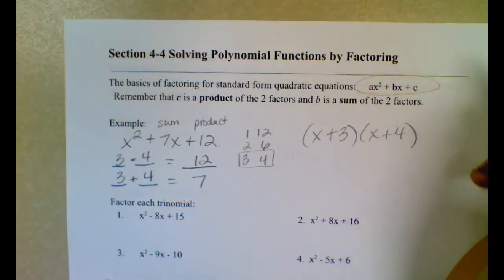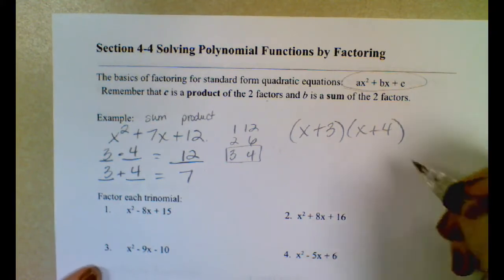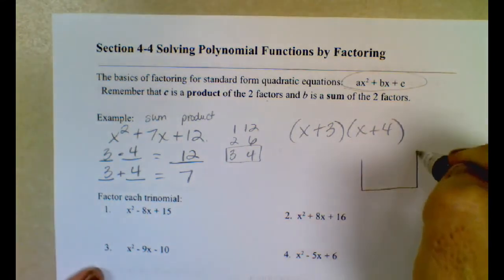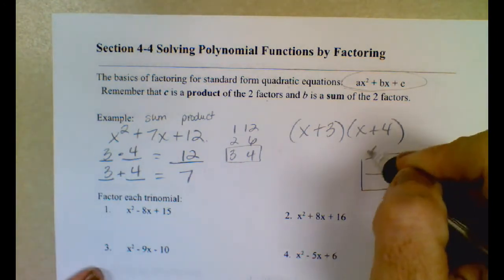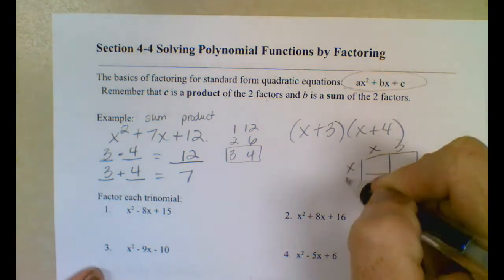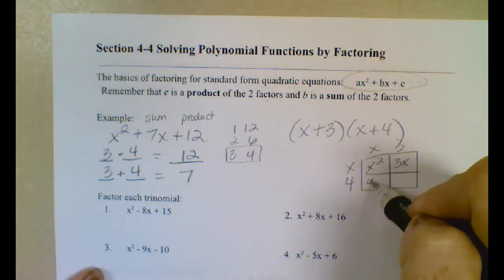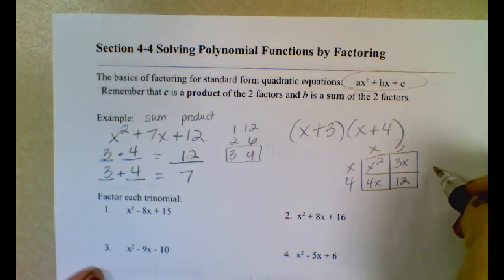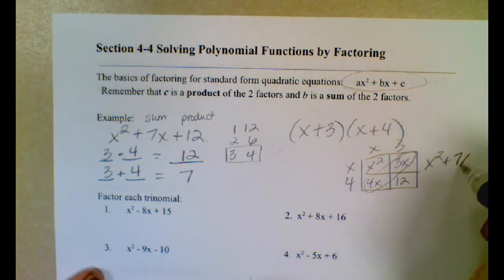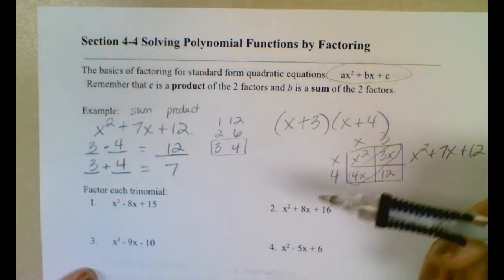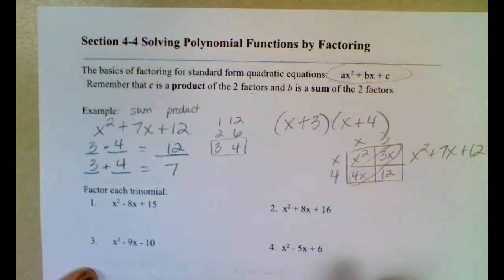And now, knowing what we know with our different methods of multiplying, we can check that. So I'm just going to check it real quick with box method. I have x plus 3 and x plus 4. So I get x squared, 3x, 4x, and 12. And if I combine those two middle terms, I have x squared plus 7x plus 12. Okay. The first ones we're going to do are pretty basic factoring, pretty simple.